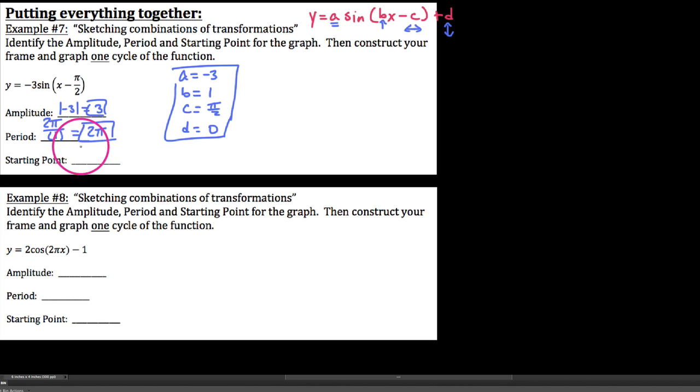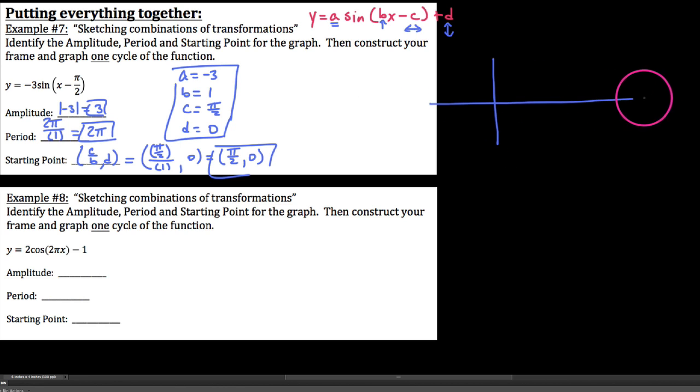Now in terms of starting point, we have c over b, comma d. Let's evaluate this. Our c value is pi halves over b. Our b value is 1. And this is comma d, which is 0. So if we simplify this, what we end up with is pi halves comma 0. So pi halves comma 0 is where we're going to start our frame. Let's go ahead and construct this graph. We're going to start at pi halves comma 0, which means we're going to start on the x-axis but to the right of 0. I'm going to refer to this point as the x value pi halves, and the point pi halves comma 0 is within this box.